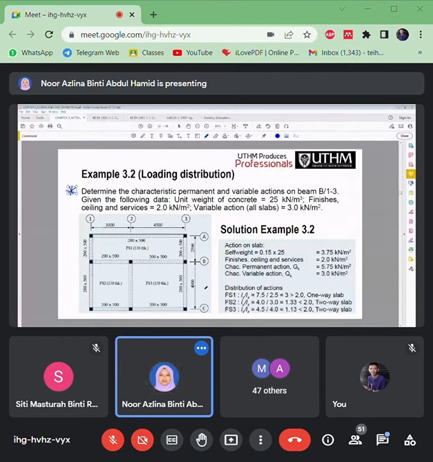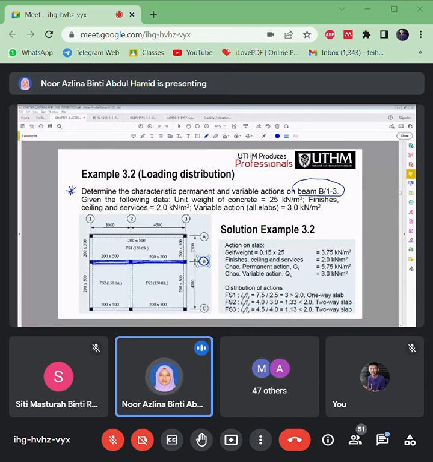Okay, it mentions here, you need to determine the permanent and also variable loads for beam B123. So mana beam B123? This is the beam B grid lines, okay, from 1 to 3. So that's why grid line is very important. Okay, so this is the beam that you will design. Don't look at other beams, just focus on this beam here.